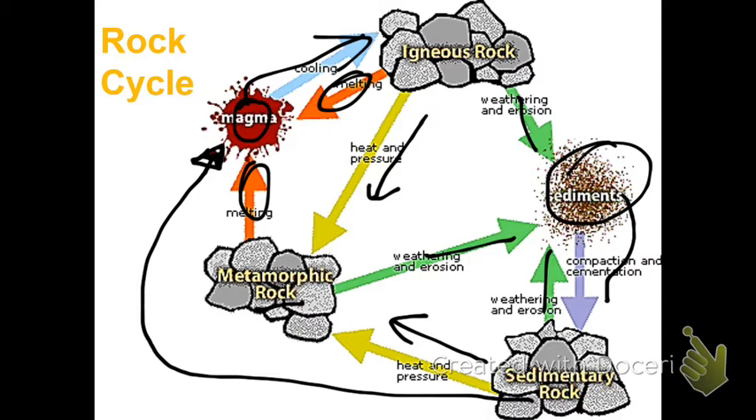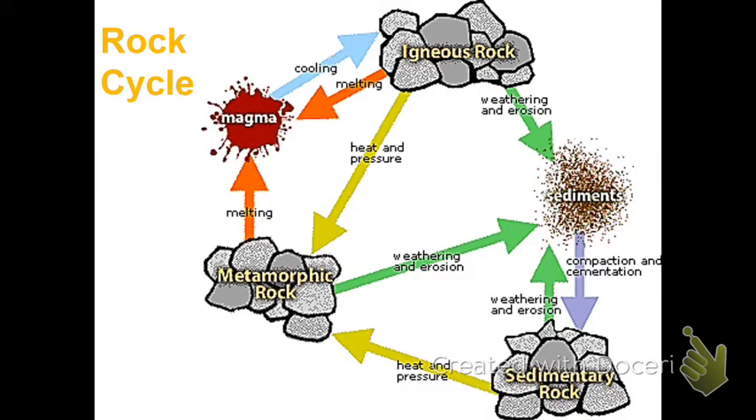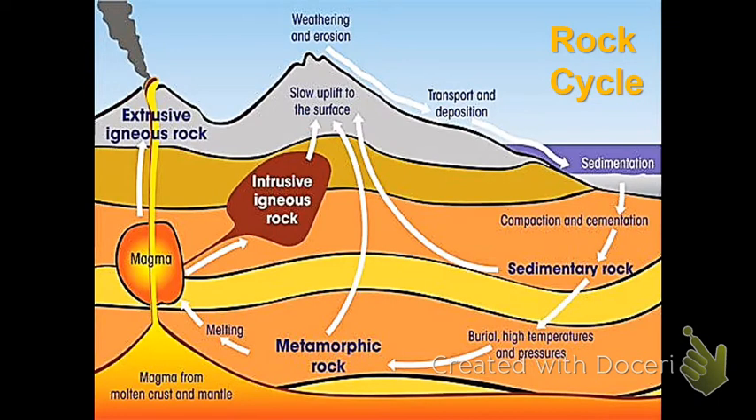So essentially, it's not so much that a rock has to be one type of rock before becoming another one. It's just a matter of what type of process just happened. That determines what type of rock something is. So here's an example of what the rock cycle typically looks like.